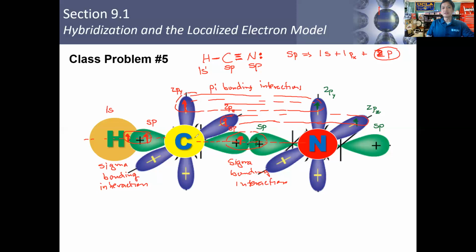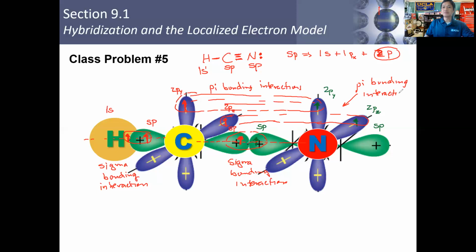Okay, so again, this orbital and this orbital, they're parallel to one another. So these two electrons here will move across along this one here. So therefore, this will also be a pi bonding interaction.